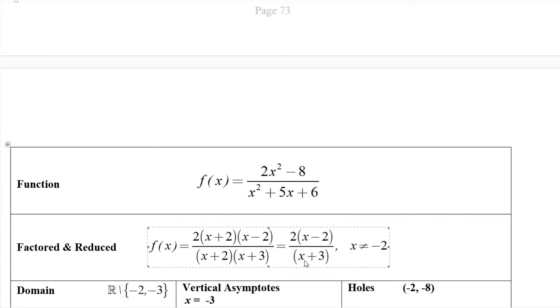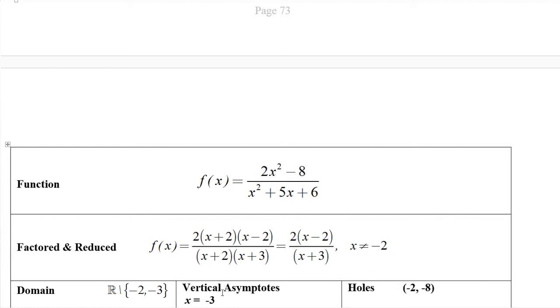And in fact, if you plug in negative 2 here, let's see what happens. Negative 2 plus 3 is 1. Negative 2 minus 2 is negative 4 times 2 is negative 8. Negative 8 divided by 1 is negative 8. You actually get a value out. If you put this in your calculator for y2, say, then you plug in negative 2 in the table, you'll see negative 8 come out, even though the original one will give you an error message. So that says at this point negative 2, negative 8 is a hole in the graph. In other words, the limit as x approaches negative 2 of this function is negative 8.